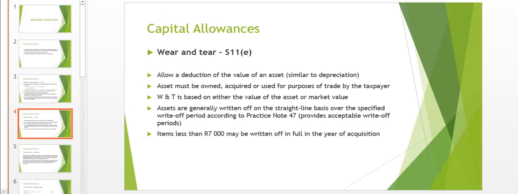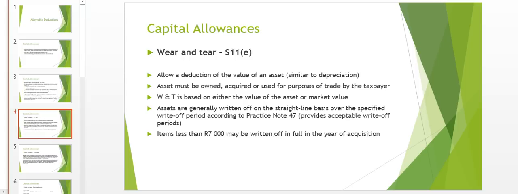So the next one is your wear and tear, which is section 11E. Section 11E is one you will always get in a question, and it is fairly simple. The way to think of your section 11E wear and tear is as depreciation. In accounting, when you do depreciation, you take your asset and depreciate it according to, for example, the straight line method over a number of years. And that's exactly what you do with your wear and tear.